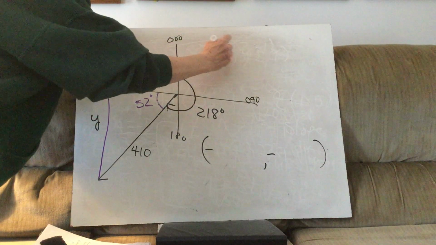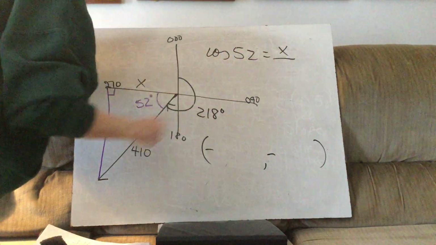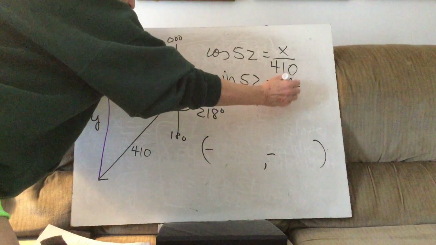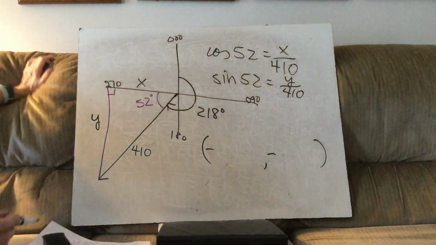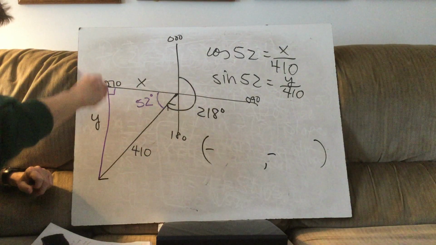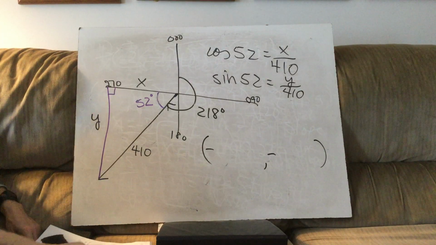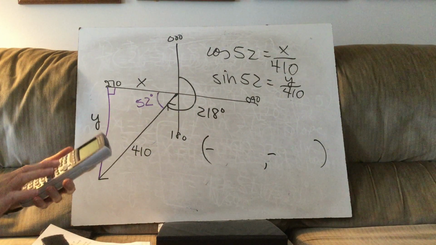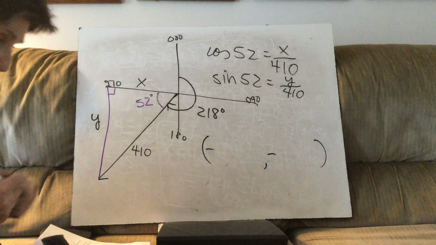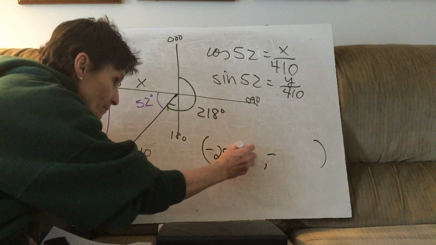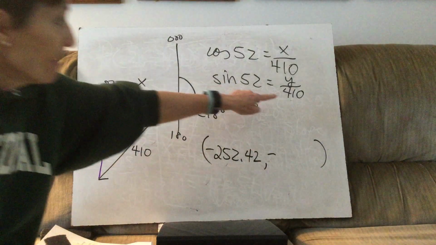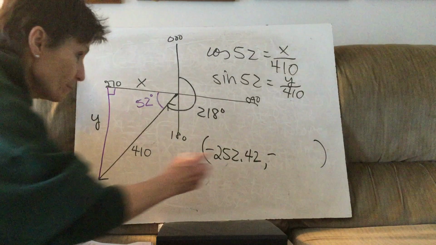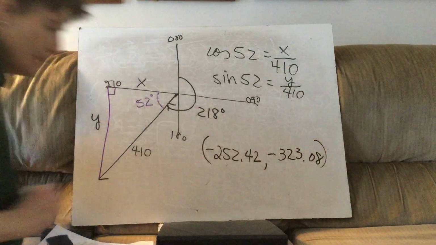So now I can do my equations. So I know cosine 52 equals x over 410, and sine 52 equals y over 410. Remember, cosine is always adjacent, x, sine is always opposite, y. So to find my x and y, I'm going to multiply my 410 over there. So I'm going to do 410 cosine 52, and that's 252.42. And I've already marked it negative. And then I'll do 410 sine 52, 323.08. And it too is already marked negative.